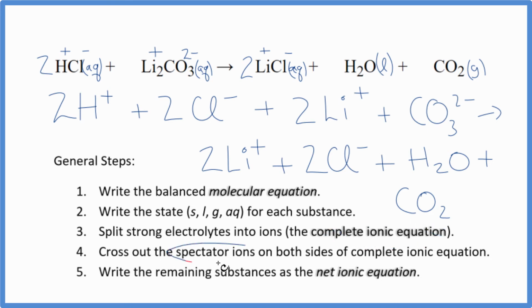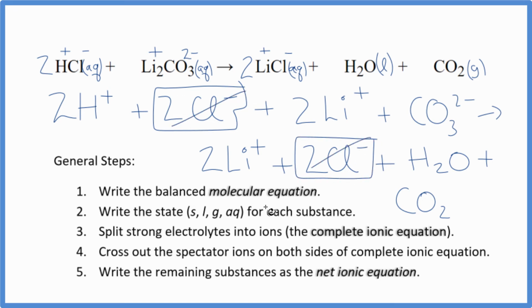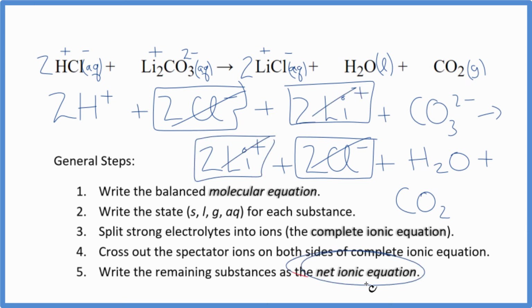Now we can cross out spectator ions. They're on both sides of that complete ionic equation. They haven't changed, so we're not interested in them. So in the reactants here, I can see 2 chloride ions, and in the products. So we get rid of those. We have 2 lithium ions here in the reactants and in the products. Those are gone. What's left, that's the net ionic equation for HCl plus Li2CO3. I'll clean this up and write the states in. We'll have our net ionic equation.